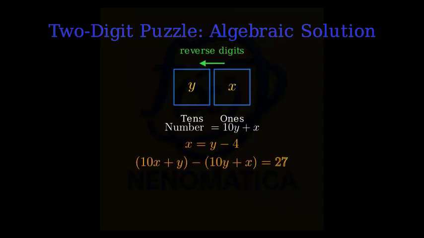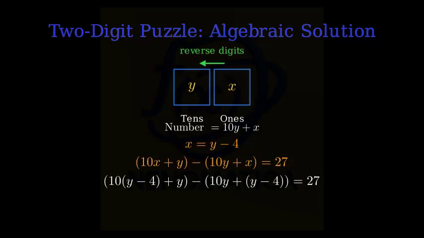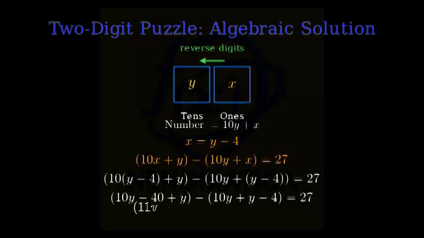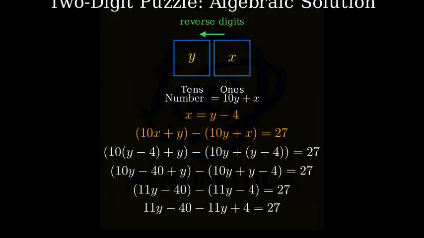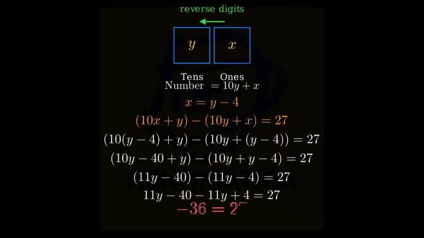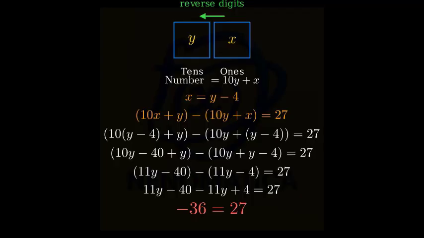Now substitute x equals y minus 4 into the difference equation. We get (10 times (y minus 4) plus y) minus (10y plus (y minus 4)) equals 27. We simplify both sides carefully, distribute the minus sign, and combine like terms. We obtain 11y minus 40 minus 11y plus 4 equals 27. The 11y terms cancel, leaving negative 36 equals 27.